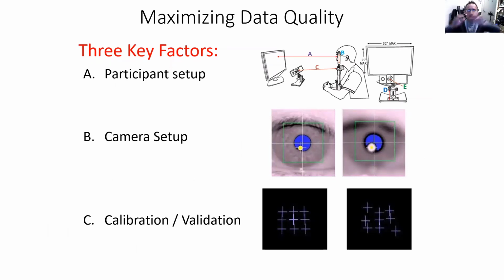Okay, very quickly, zoom through this. How do you maximize your data quality? There are 3 key factors, the most important of which is the participant setup, and it all boils down to this geometry, and that's what I'm going to go through. Camera setup is important. Calibration is also important. People forget that every bit of data that their eye tracker gives them is the product of a calibration model. So if your calibration model is not good, your data is not good. It may be precise, but it may not be accurate. Having poor quality calibration models will lead to poor spatial accuracy. And that's really worth bearing in mind.